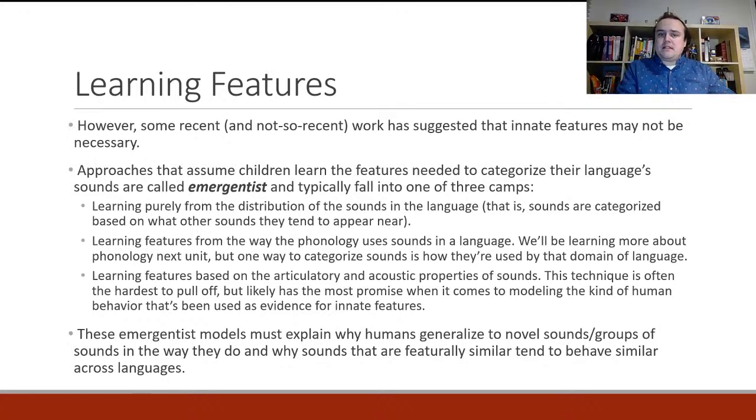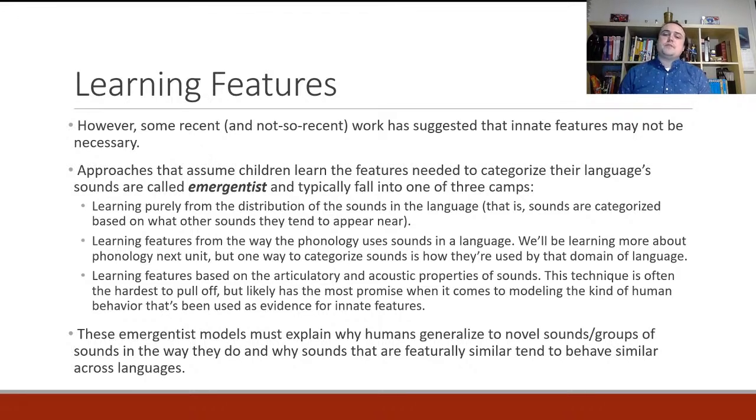However, some recent and not so recent work has suggested that innate features may not be necessary. So this is actually what your reading this week is going to be about. Approaches that assume children learn the features needed to categorize their language as sounds are called emergentist. So this is the opposite of innatist. These are people who think, no, you don't have these features given to you as instincts that you're born with. You kind of just learn what sounds ought to be grouped together.